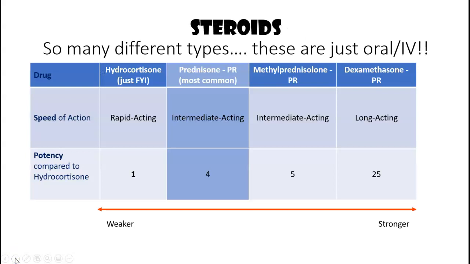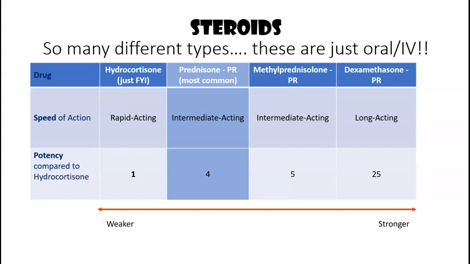Okay, so this is kind of a cool table. I know when I was working as a nurse, especially when I started in oncology, we used all of these drugs. And I was like, oh my God, they all end in "-one", right? Or "-zone": hydrocortisone, prednisone, methylprednisolone, and dexamethasone. And I was like, what is the difference? Why am I giving one over the other? How come there's so many?